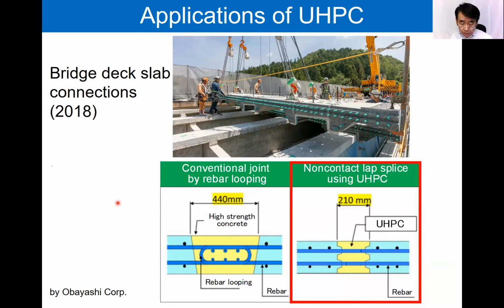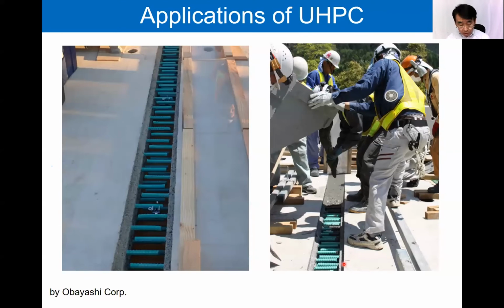One application of UHPC is bridge deck slab connection. This technology has already been used in the United States. The conventional connection used loop reinforcement, requires 440 millimeters of length, and also requires lateral reinforcement. By using UHPC, they can reduce the connection length to about half and eliminate the lateral reinforcement. This photo shows the slab connection and pouring concrete.